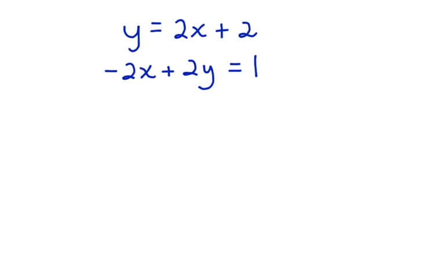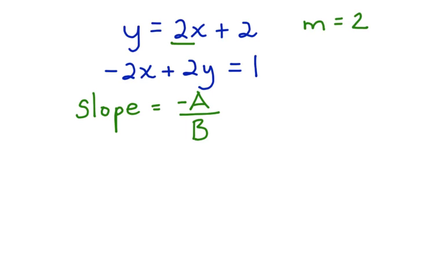If you look at the first equation, it's already in slope-intercept form. The slope of this line is 2. So we can write m is equal to 2. Now we don't know the slope of the second equation because it's written in standard form. So let's look at the ratio of how to find the slope when an equation is written in standard form. The slope is equal to negative a over b.